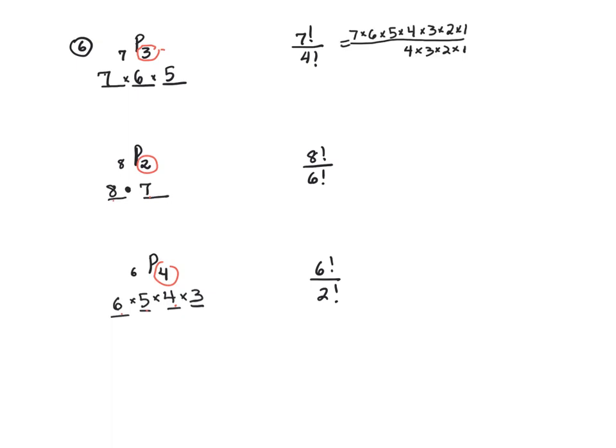If we do the first one, 7 factorial over 4 factorial, we write 7 factorial out as 7 times 6 times 5 times 4 times 3 times 2 times 1, and the 4 factorial in a similar way. And notice that these divide through. So our answer, I'll just leave it as 7 times 6 times 5. Okay, do the other two in a similar way.